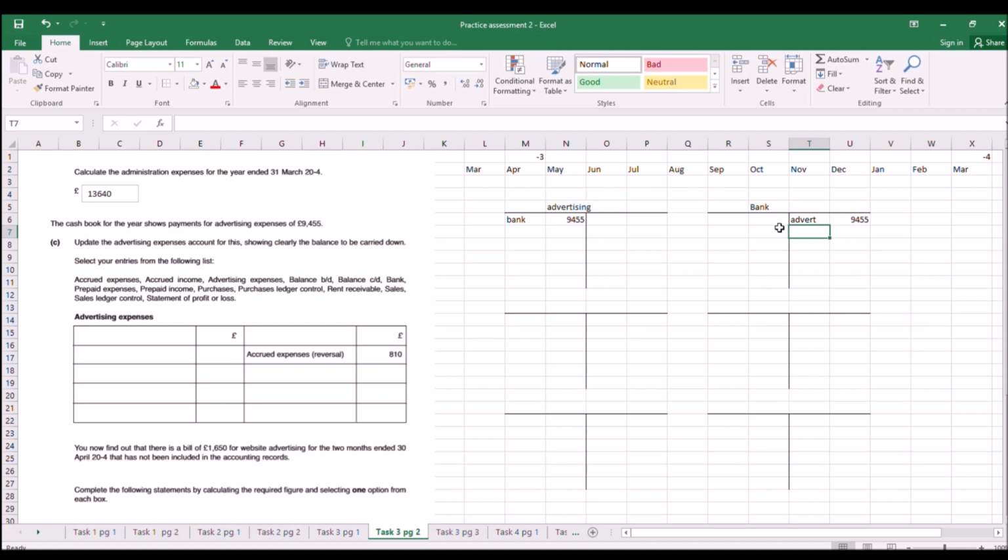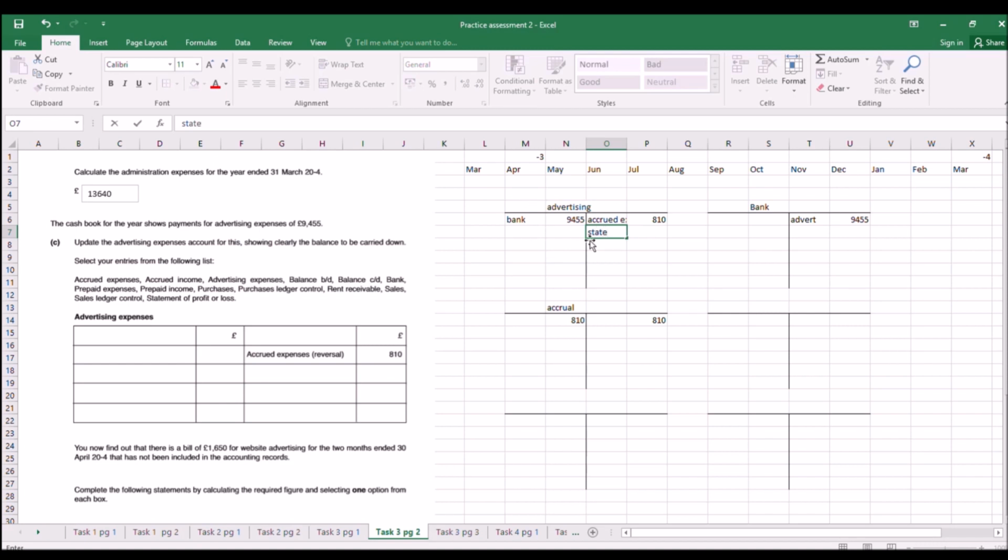Alright, okay, so we've got an accrued expense as well, the reversal, 810 there. There's our expenditure here. So what happened was we had an accrual here, which would have been, we went debit the accrual account on the first day, and we went credit the advertising account in the reversal, right? So that's that.